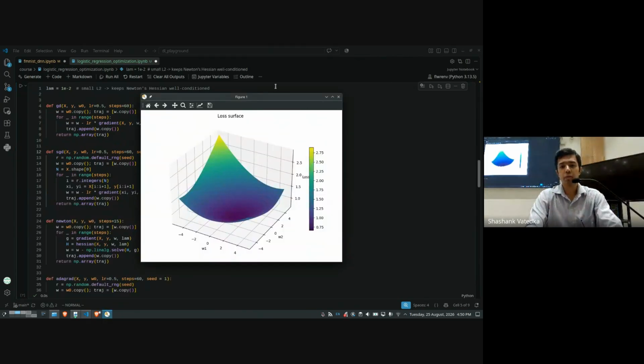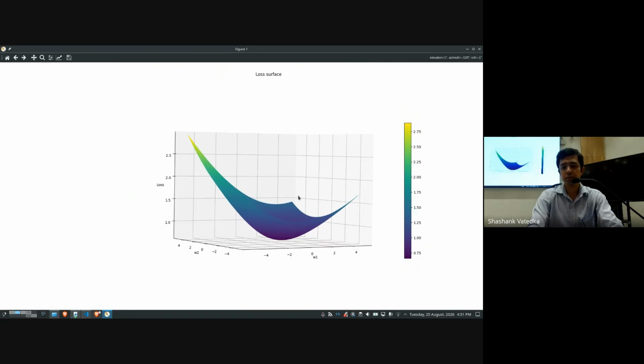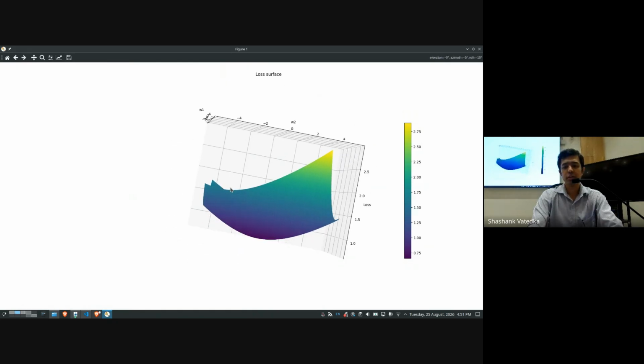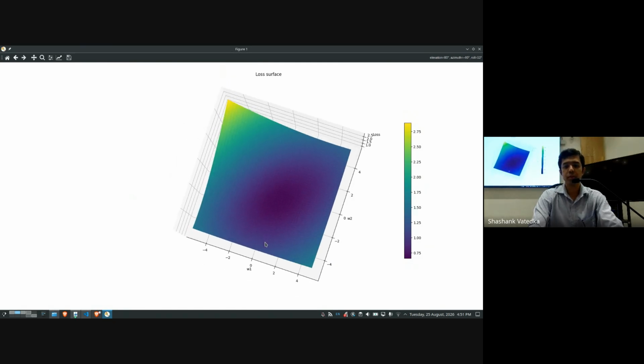This is a plot of the loss function as a function of W1 and W2, because they are the trainable parameters for my model. It turns out that this is a nice convex function. But the curvature is not really the same in all directions, as you can see. And that is what we'll make use of in the rest.